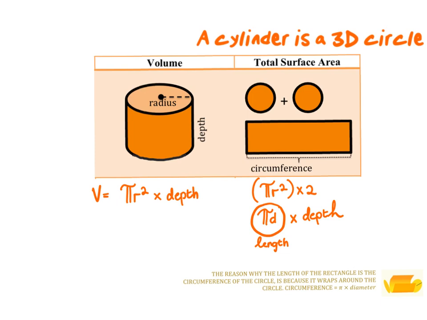I like to use pi times diameter for the circumference, because pi r squared and 2 pi r are sometimes confusing for some people. So using pi times diameter won't get you confused with pi r squared and 2 pi r. But once again, it's absolutely up to you which formula you prefer to use. Let's have a look at some examples of this.